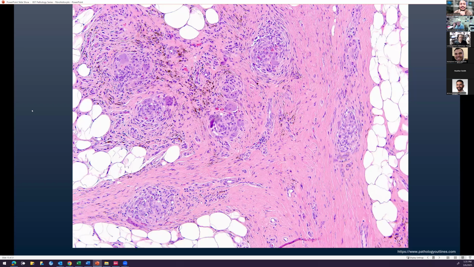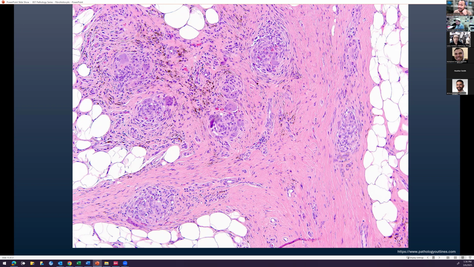Okay, next one. I don't have a slide for it, but I do have an image, and I just wanted to ask you guys, what architecture is this? Plexiform, yeah. Exactly. So you see these little cannonballs here, basically, of tumor. This is a plexiform architecture. So what tumors are plexiform? Do you guys know?